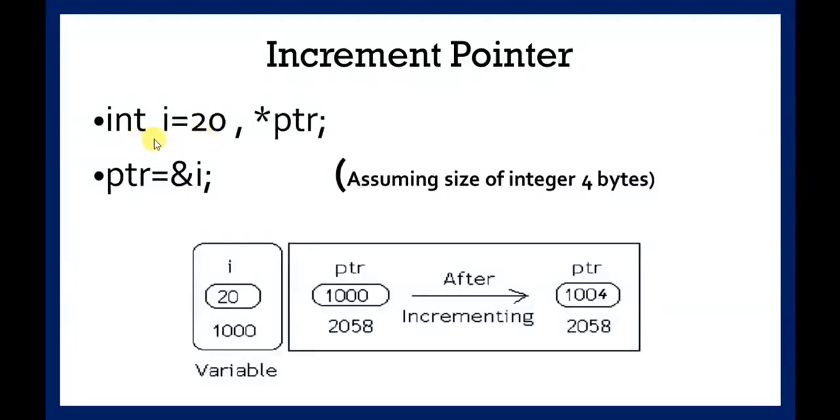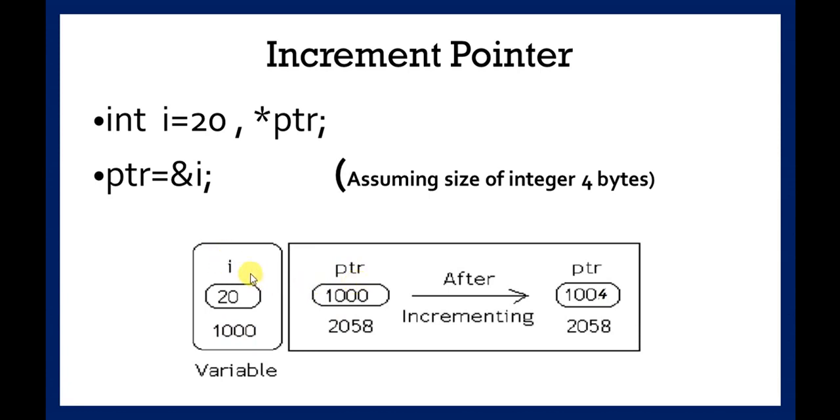Suppose I declare an integer variable I having value 20. Declare a pointer ptr of type integer. Now initialize the pointer with the address of I. Here you will find I contains value 20 having address 1000. Now ptr contains the address of I, which is 1000.